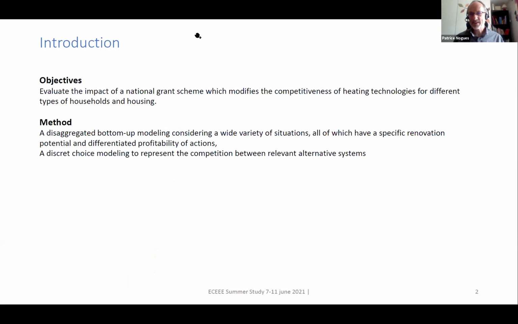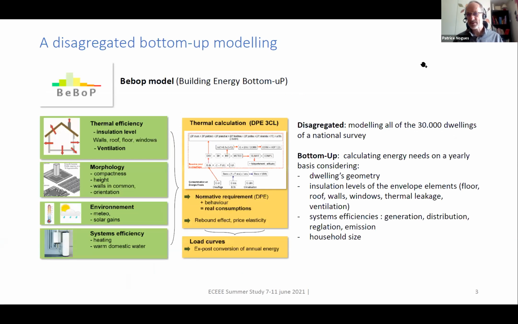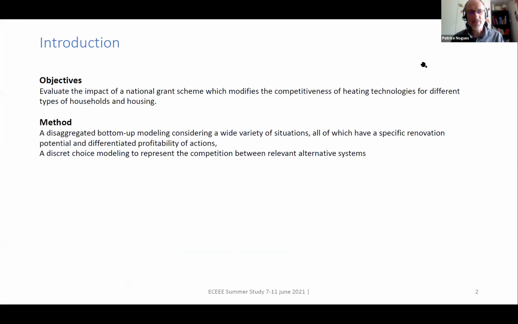So the objective is to evaluate this impact. It's also to present our model. And this evaluation will be based on the observation on how it modifies the competitiveness of different technologies on different types of households and different types of housing.